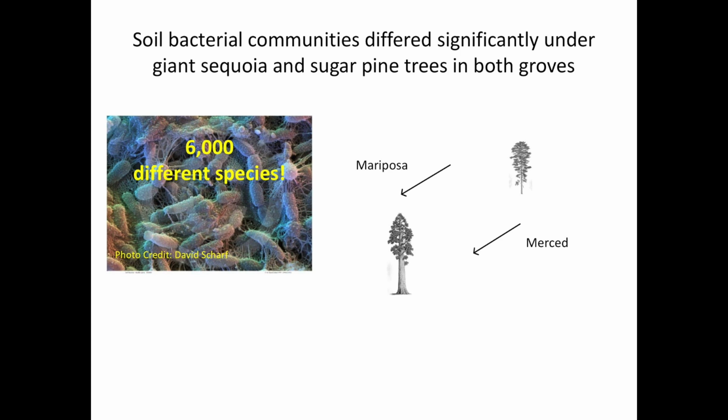Well, what about the biology? Well, using the extracted DNA, we were able to identify over 6,000 different species of bacteria and archaea. Now, this is the envy of anyone who studies biodiversity above ground. It's much greater below ground, my friends. And interestingly, there was no difference in the number of species, bacterial or fungal, between soil under sugar pine trees and soil under giant sequoia trees. However, the bacterial membership in these communities differed significantly.